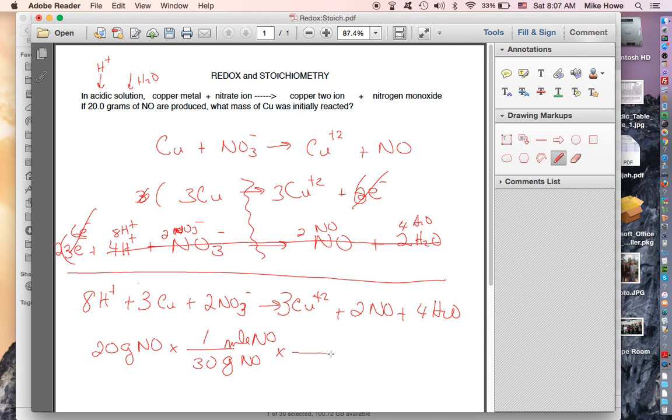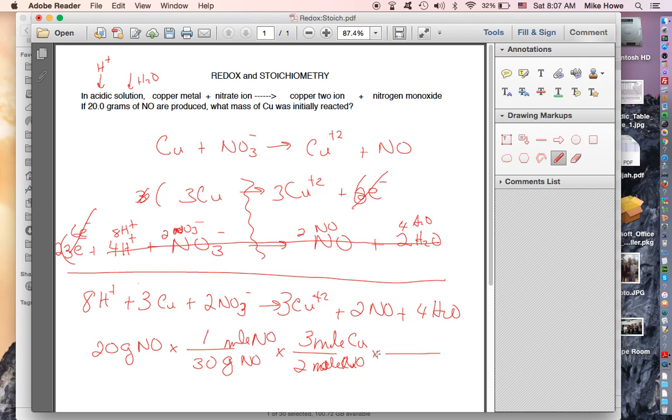We need to label what we're talking about. The question asks what mass of copper was initially reacted. So we're going to use the mole ratio. It has to be moles of NO there because we need to cancel that out, and moles of copper on the top. We put 3 coppers, because there's a 3 right there, and 2 NOs, because there's a 2 right there.